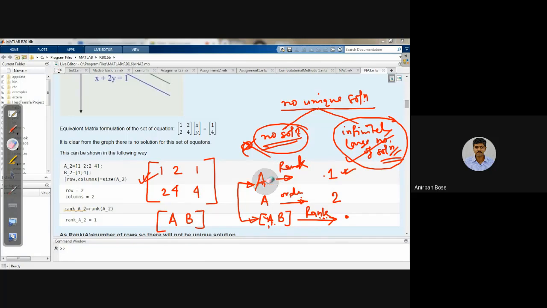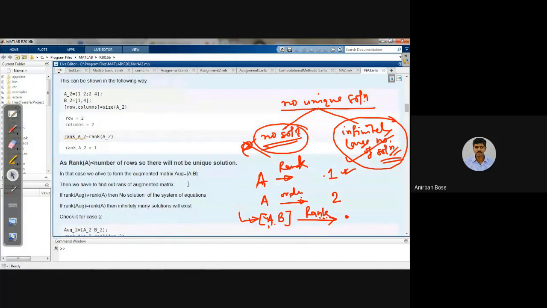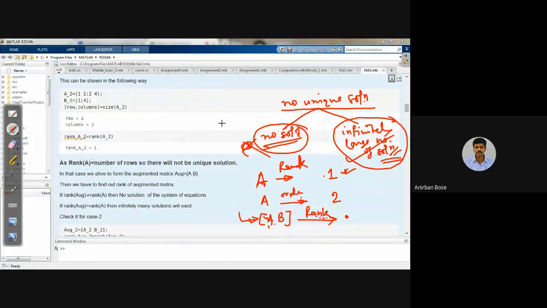So the augmented matrix is created, and this is the important criterion: if the rank of the augmented matrix is not equal to the rank of A, remember there is no solution.